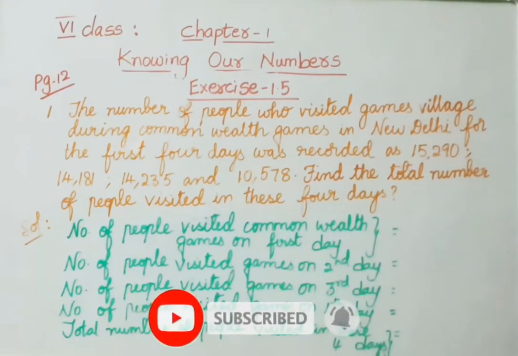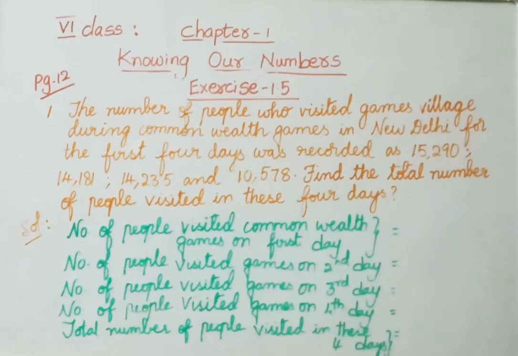What they have given: in a village, the Commonwealth Games were going on. For 4 days many people visited. So we need to find the total number of people who visited those games in all these 4 days. That means we are supposed to do addition. So let us see the solution now.